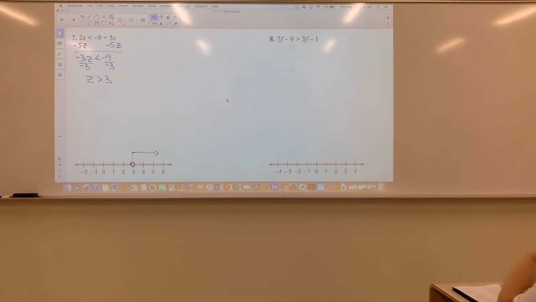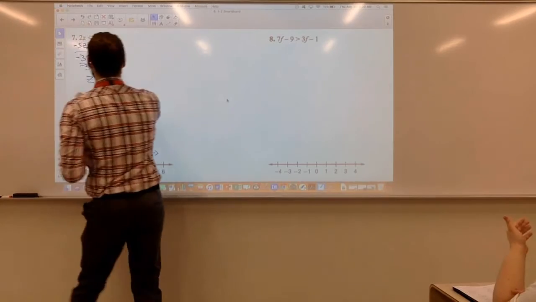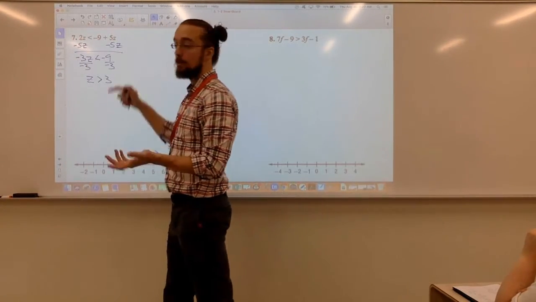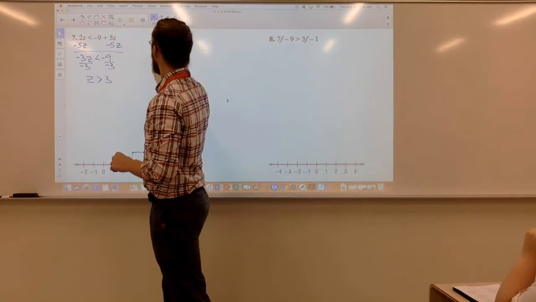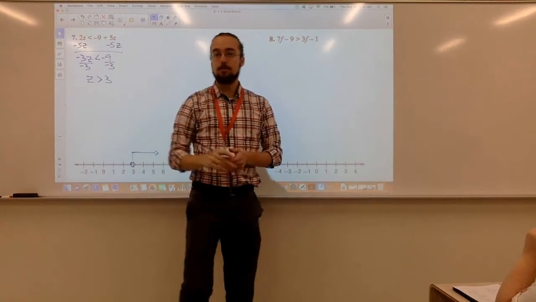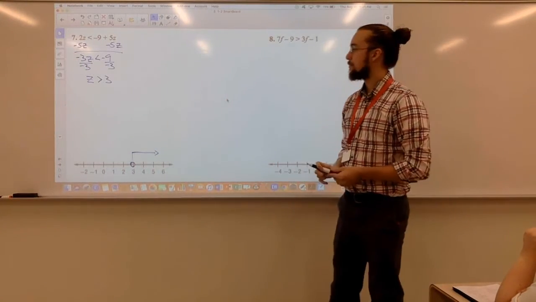Does it matter which side I give this on? I brought 9 over, moved 2 over. Yeah, that would be okay. And then you wouldn't have to flip it. That's true. I mean, that would be an extra step, but yeah, that's perfectly fine. So Mikey subtracted the 2z over and then added the 9. That's perfectly fine. Okay.